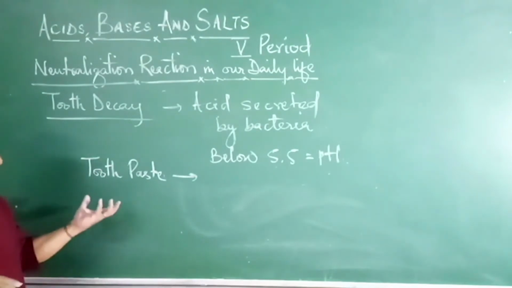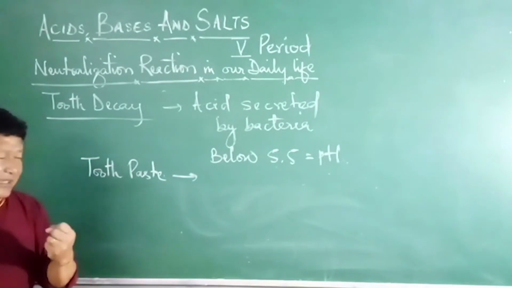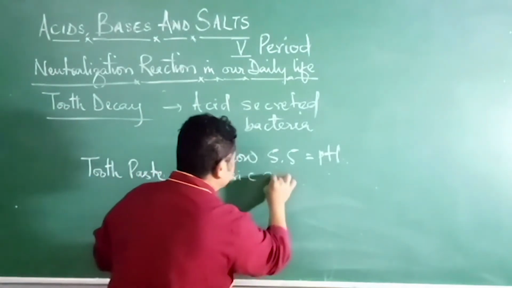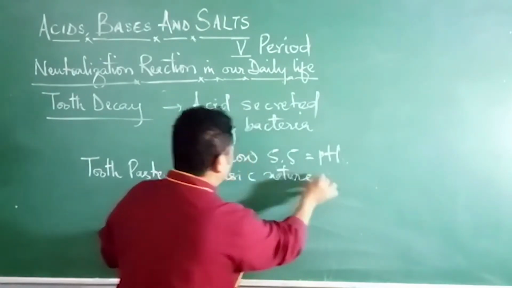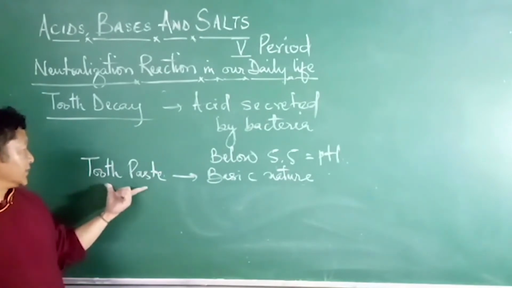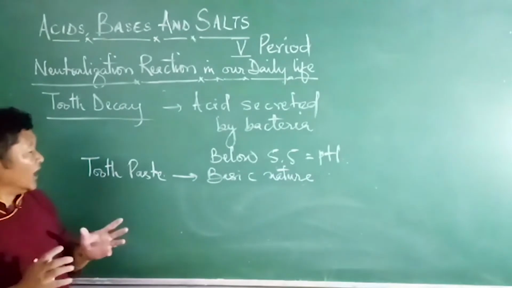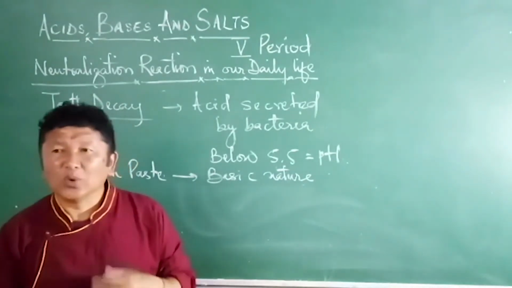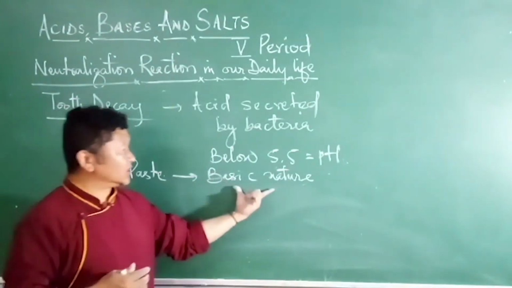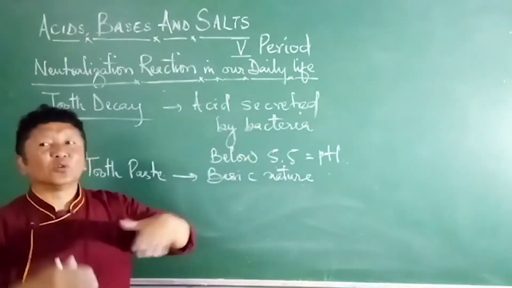Toothpastes are basic in nature, or have a basic effect, right? Present in toothpaste are calcium oxide, calcium hydroxide and calamine, substances that give basic nature, and they neutralize the acid. The neutralization is called neutral soil.